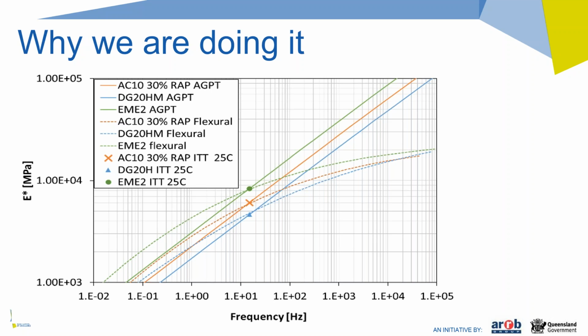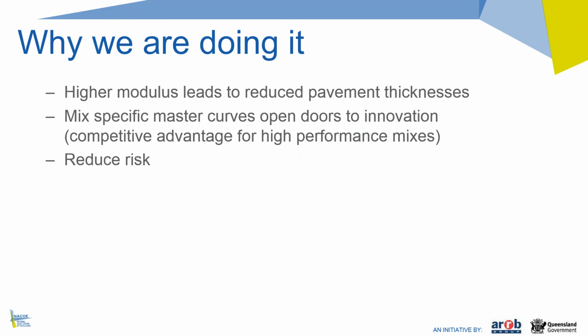Whereas the actual measured stiffness using the flexural modulus test is represented by the dashed lines on this graph, and you'll see that's a slightly different line or shape than what we assume under Ostrow's. And most importantly, on the left side of the graph, that is the high temperature, low load frequency space, we're getting higher moduli from the flexural modulus test than we're currently assuming under Ostrow's for all these mixes. Obviously a higher modulus at higher temperatures will lead to reduced pavement thicknesses. So that's a further benefit that we're getting out of doing this.